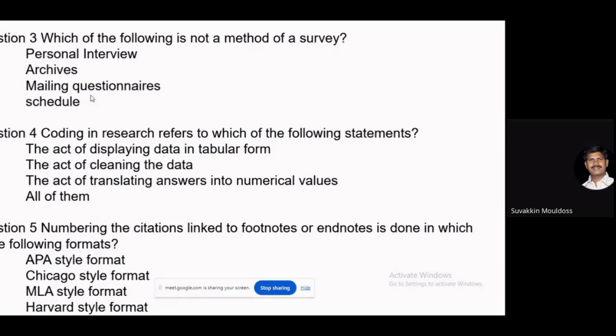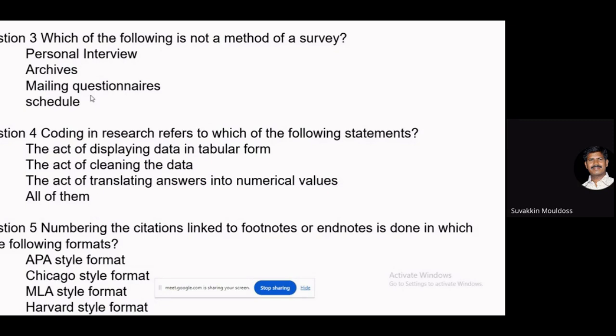Coding in research refers to which of the following statements? The act of displaying data in tabular form, the act of cleaning the data. Which one? C. Very good. Sarveshwan, you are right. The act of translating answers into numerical values. That is right. Coding. Next.